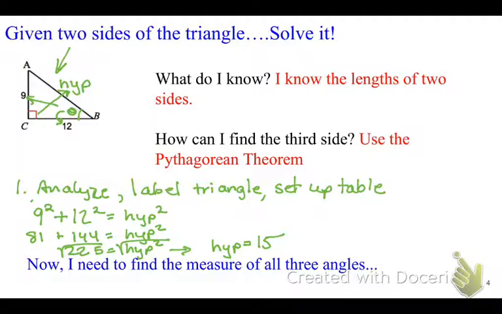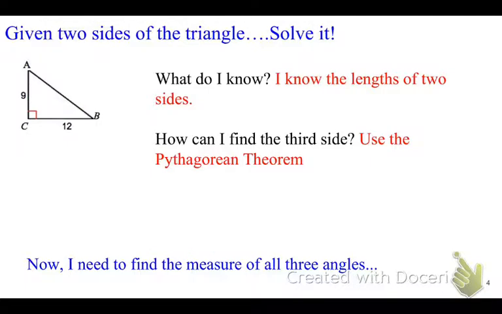So now I have my opposite, my adjacent, and my hypotenuse. I have all three sides of the triangle. I'm halfway there. So let's go to the next slide. Here I'm going to start my table. Here I have my opposite, my adjacent, my hypotenuse, my theta, and my other angle.